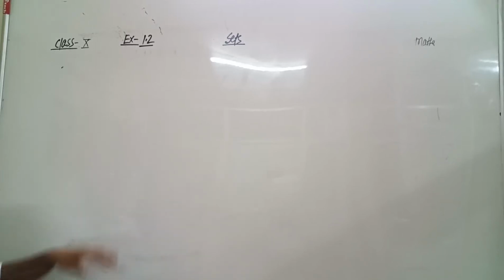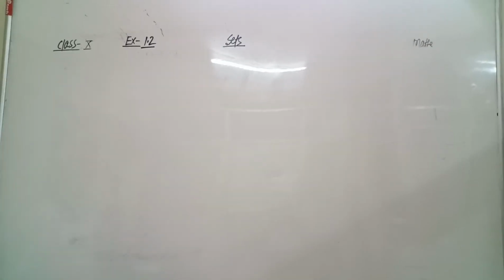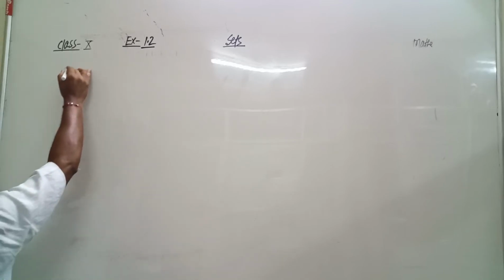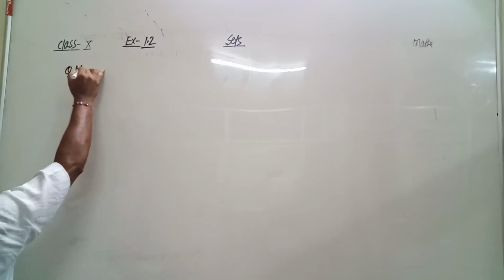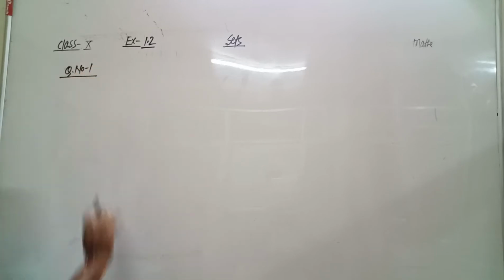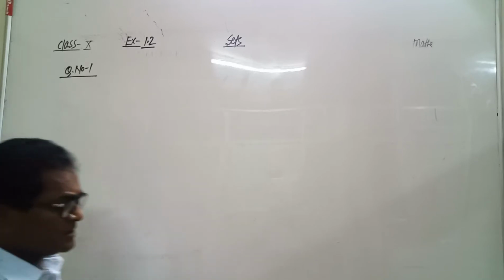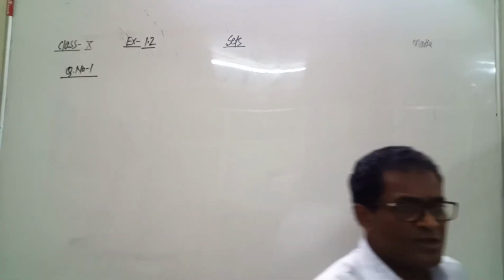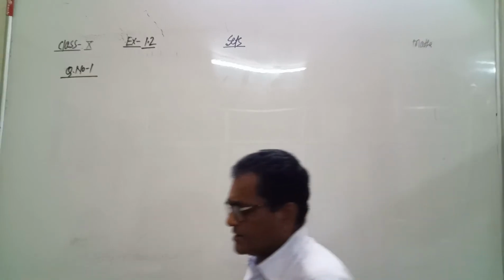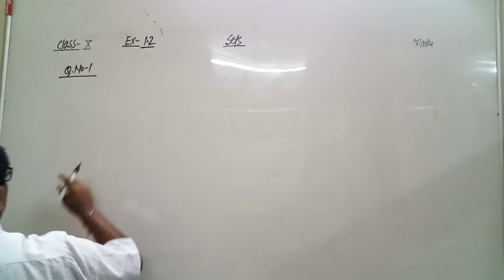To proceed, exercise 1.2 of sets. The first question, question number 1: Write which of the following are examples of the null set. We have to say which of the following are examples of null set.